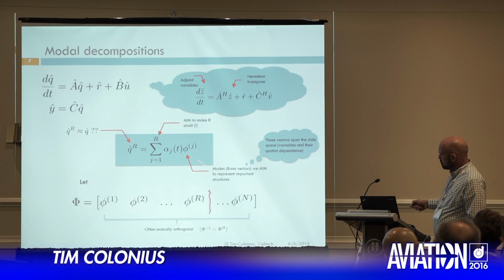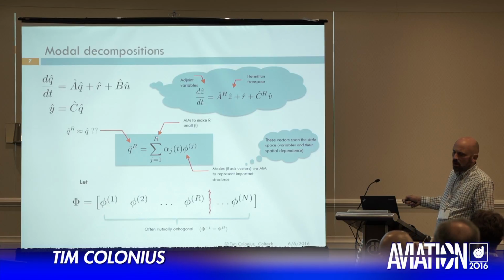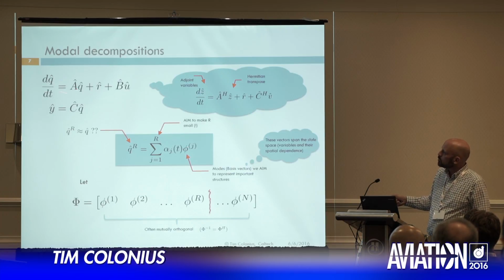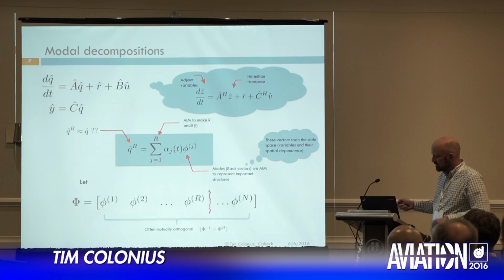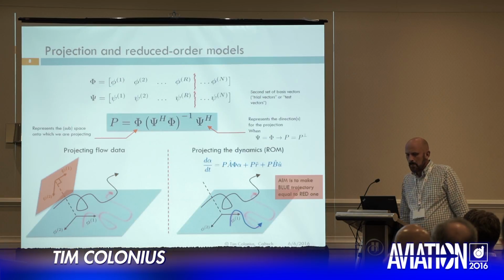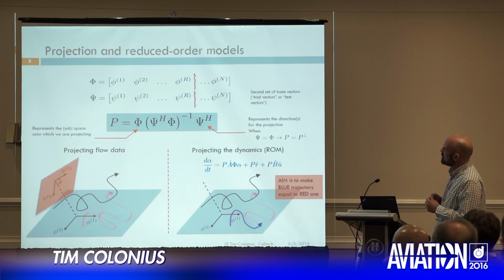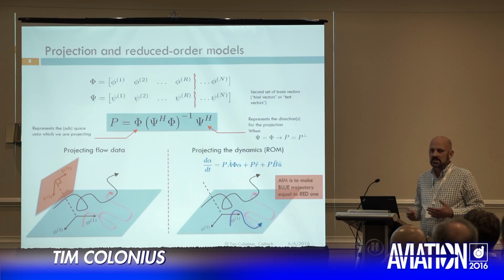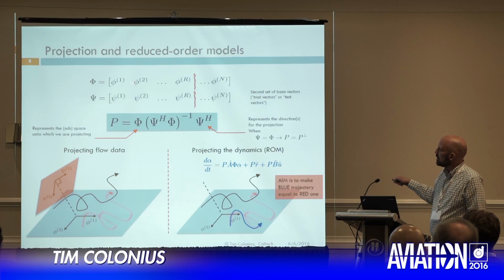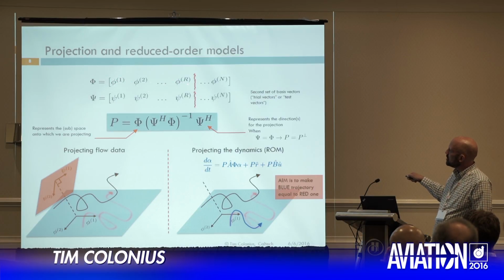Okay, so again, here the aim is to make r small, and the aim is for these basis vectors phi to somehow represent the important structures in the flow field, the important vector subspace that comprises the vector q, say. So the concept of projection is very useful here. So here are a set of modes, phi1 up through phi r.